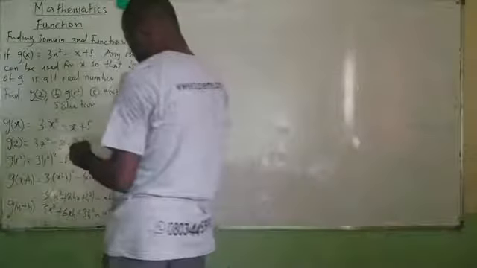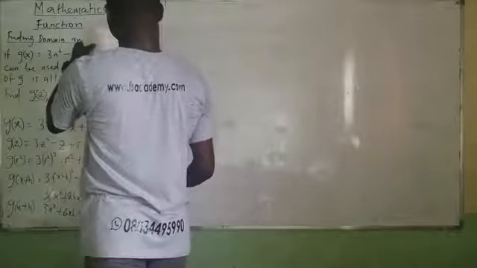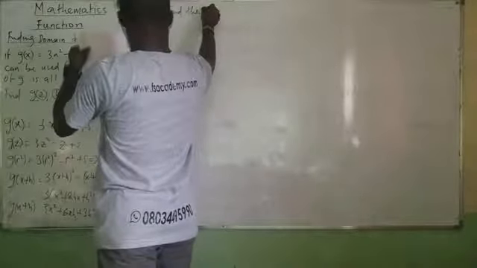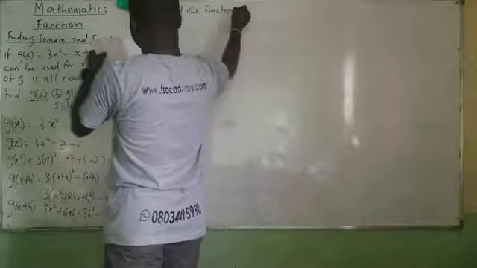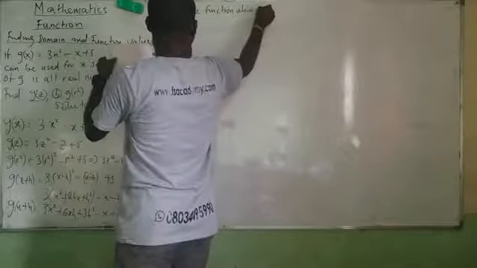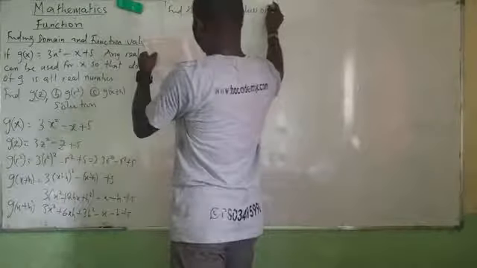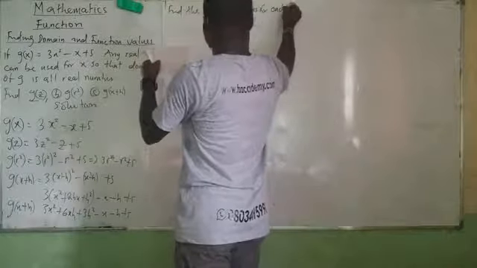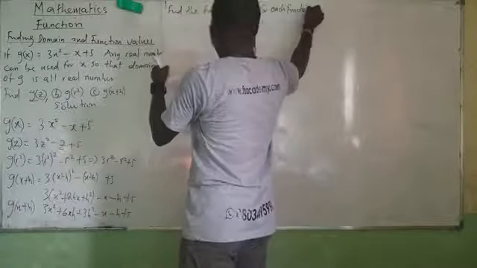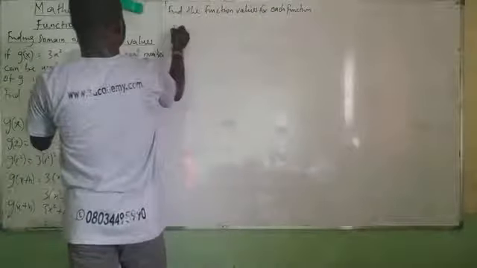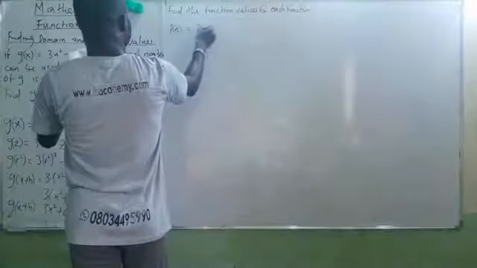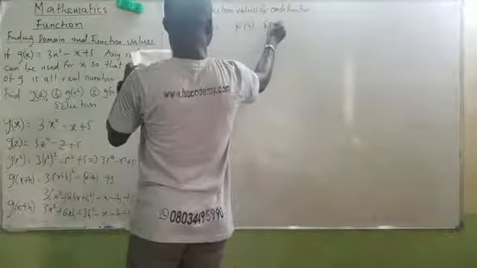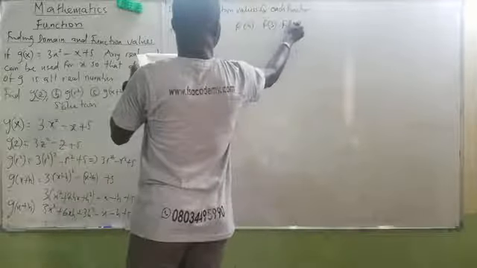Another question is there with me, which I need to show you. We're told to find the domain and the function values for each function. We have f of x equals 2x plus 1. We have f of 0, f of 3 and f of minus 4.